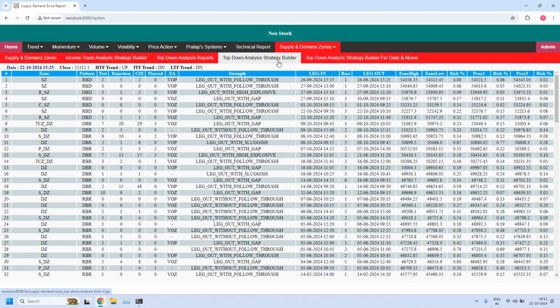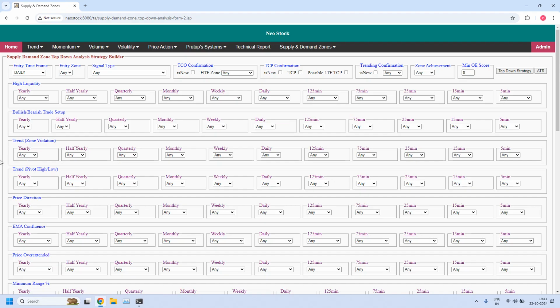Next reports, we are generating bullish and bearish trade setups for monthly, weekly, daily and hourly income trades. First, I am generating a bullish trade setup for monthly income trade. Entry time frame is daily. Entry zone is demand zone.